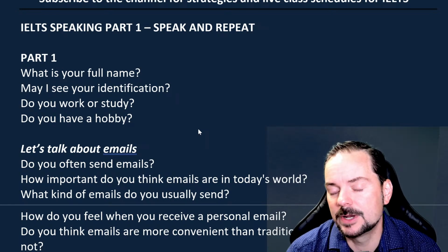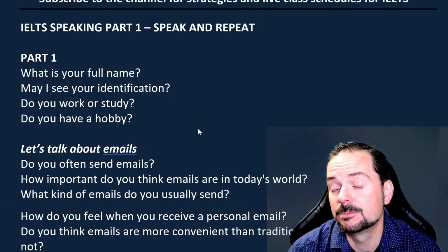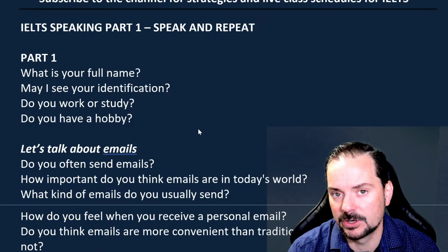Then you have to register for your check in. You should register for your IELTS at least 3 weeks before your test. You should start preparing at least 3 months before your IELTS.